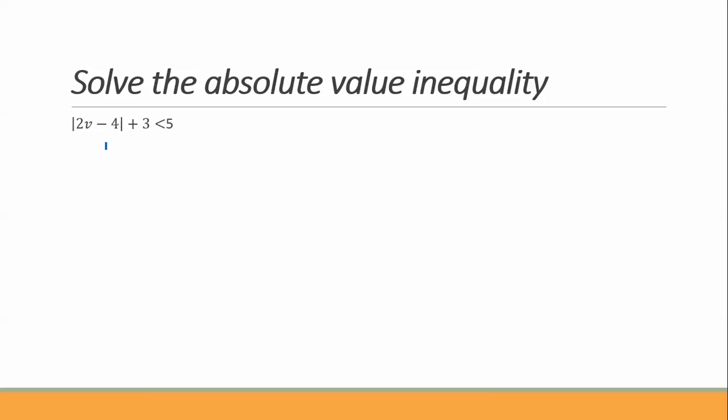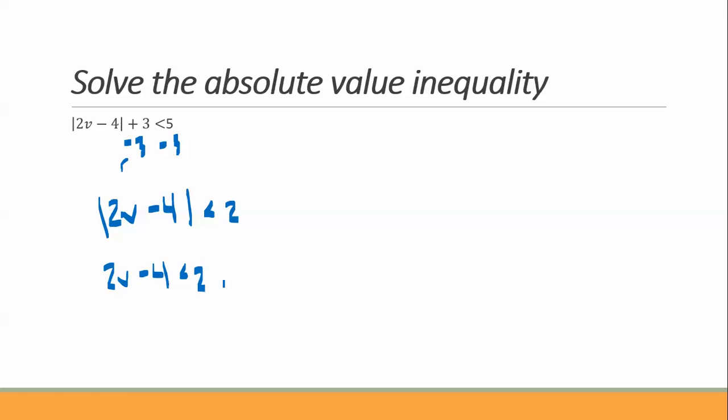So let's try this one. Again, we need the absolute value by itself, so we're going to subtract 3 from both sides. We have the absolute value of 2v minus 4 is less than 2. And now we're going to solve. So we're going to take the positive side, 2v minus 4 is less than 2. And then we're going to take the negative side, 2v minus 4 is bigger than -2. We switched the sign and made the right side negative.